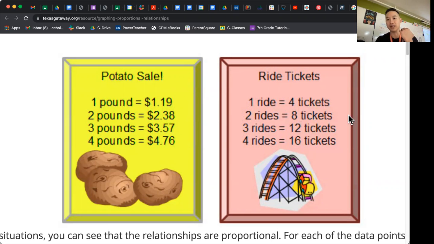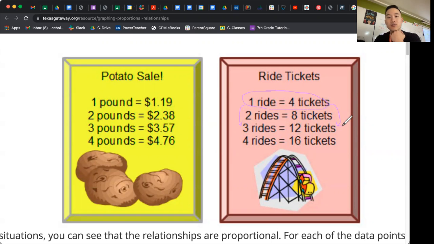Same thing with buying tickets at an amusement park. So if you want to ride, for example, one ride and it takes 4 tickets, and you want to ride 3 rides, that's 3 times as many. So you need to buy 3 times as many tickets. It's basically what proportional relationships are.